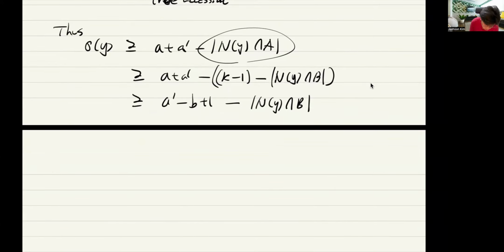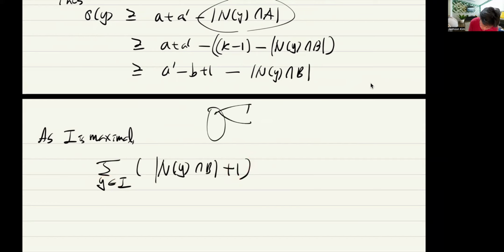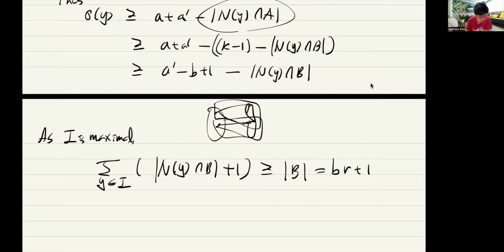And as we take I as a maximal one, we know that for all the vertices in Y, if you add the neighborhood of Y, the number of neighbors of Y in B plus 1, where 1 counts the vertex Y itself, so we count the closed neighborhood for each one of them. And that covers everything, so that has size at least B. Otherwise, it's not maximal, and you can add one more vertex. This has size at least BR plus 1.